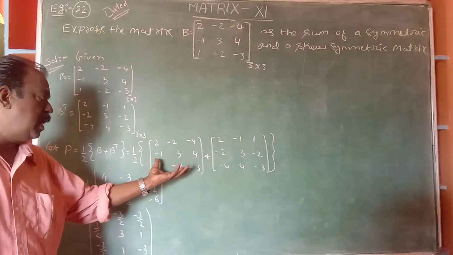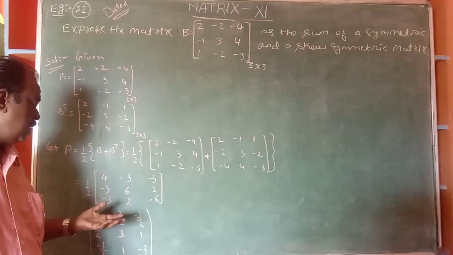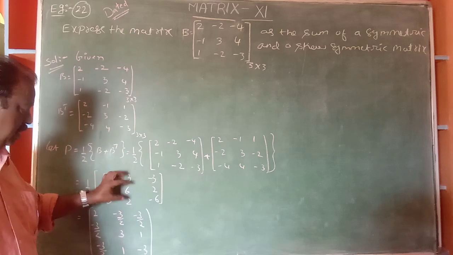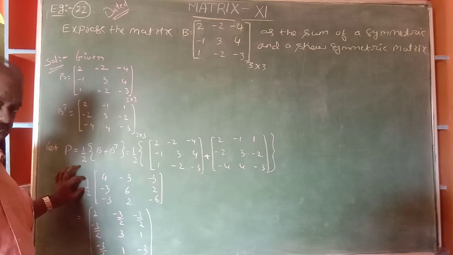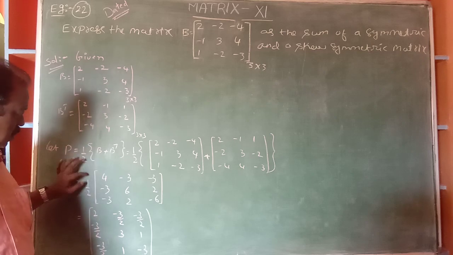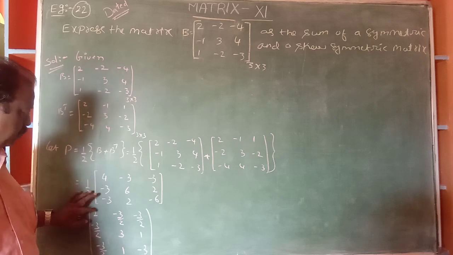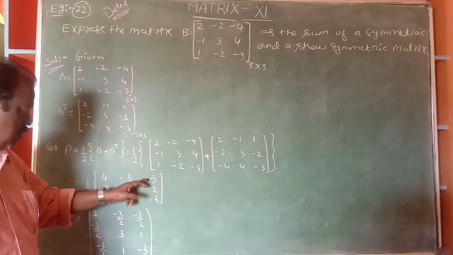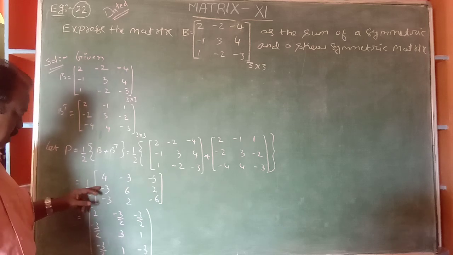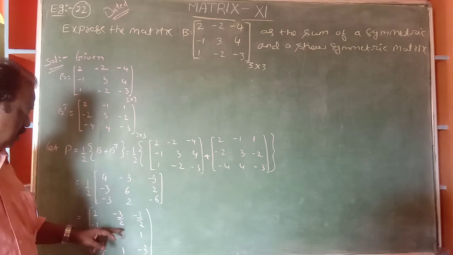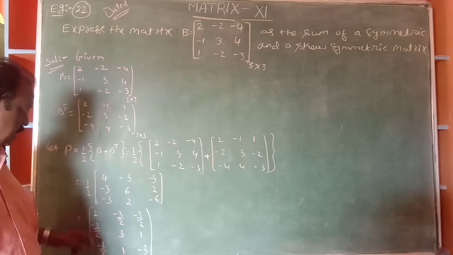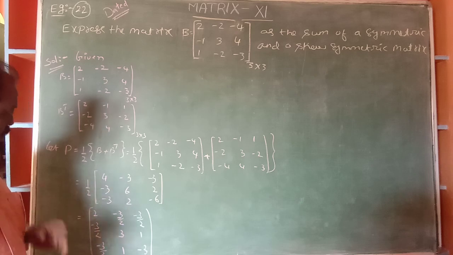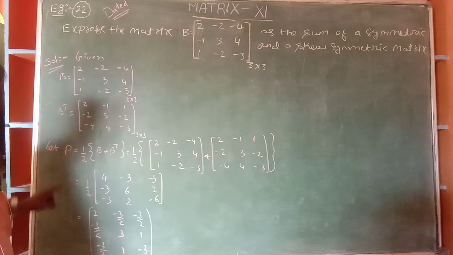After adding the two, B and B transpose, we get one matrix, and each element is multiplied with the constant 1 by 2. 4 into 1 by 2, 4 by 2 is 2. Minus 3 by 2, minus 3 by 2, like that. Here 6 by 2 is 3, 2 by 2 is 1, like that we complete. You see here, this is P.